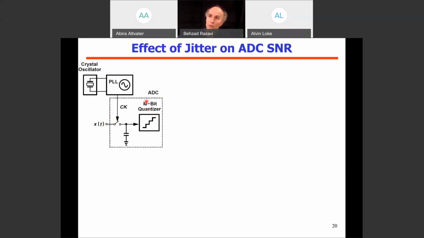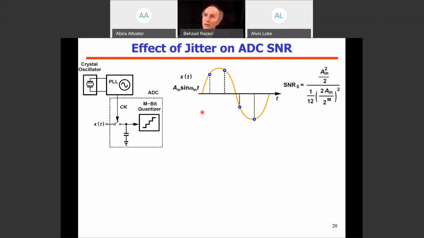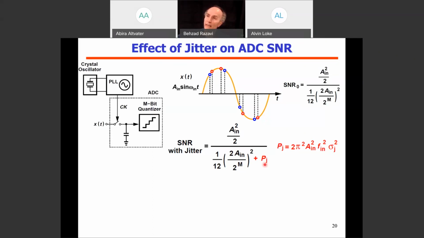I'm assuming that the resolution is M bits, and this clock is coming from the PLL. In the ideal world, the clock has no jitter, so we are sampling these points uniformly, and the SNR of the overall A to D is given by the signal power over the quantization noise power. So that's easy enough. In reality, the clock has jitter, so these points move around randomly, and they introduce noise in the sampled signal. So to quantify the SNR of the A to D in this case, we have to add a certain jitter-induced power to the quantization noise power in the denominator of the SNR. And if the input is a sinusoid at the frequency of Fin, then this jitter-induced noise power is given by this expression.